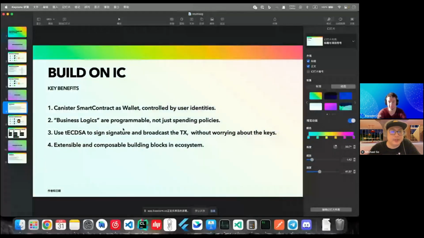The fourth is that all components can be extensible and composable when you are building blocks in the ecosystem. For example, you can code business logic using JavaScript as SDK. You can log in with, like, Internet Identity. You can use our infrastructure to manage all the canisters, and create and delete the canisters and manage them as you will. So all the components can be extensible and composable.